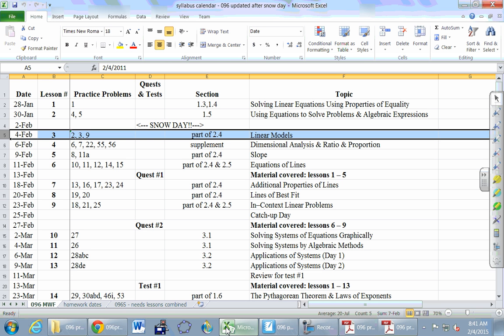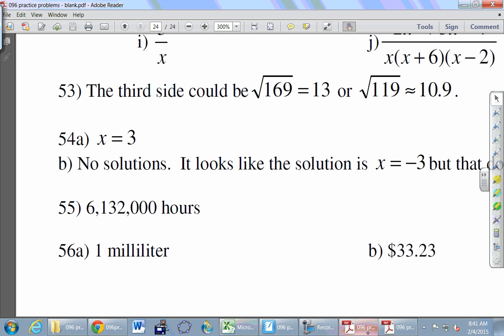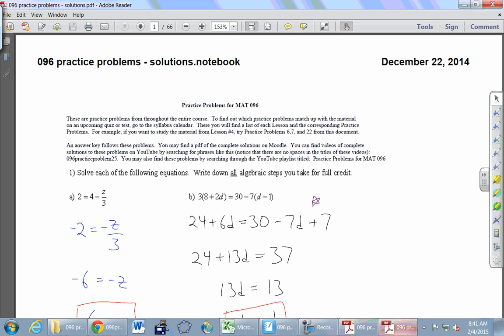And I want to talk about another resource that I've just put on your tables. It's something that's called the 096 practice problems. At the very top it says practice problems for Math 096. So go ahead and grab a copy of that. Okay, everybody have a copy of the 096 practice problems?